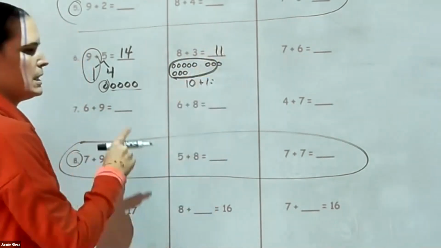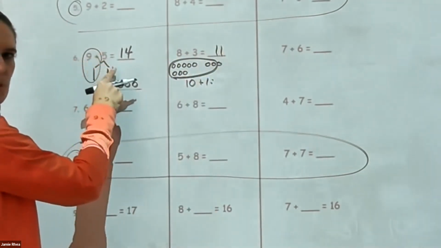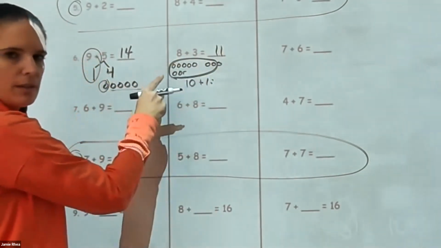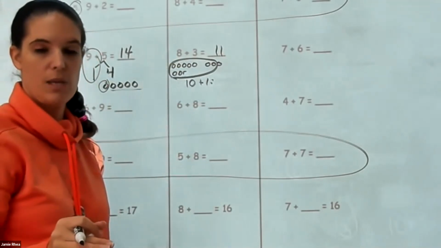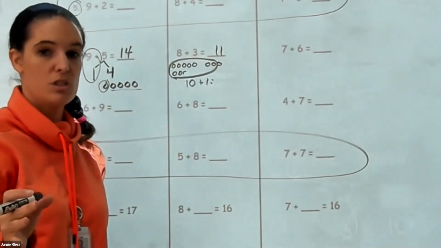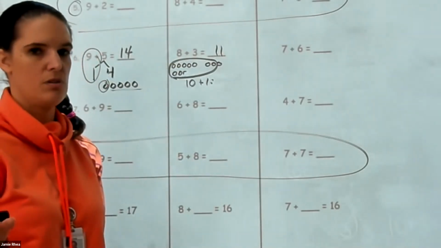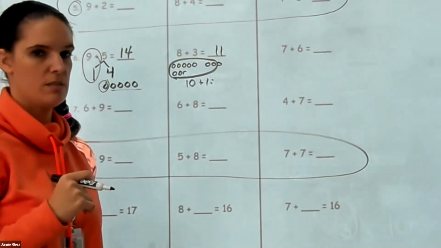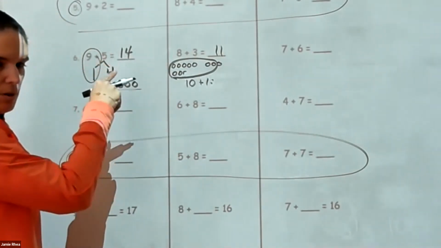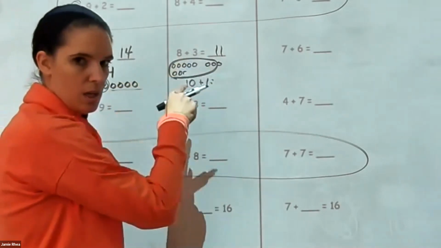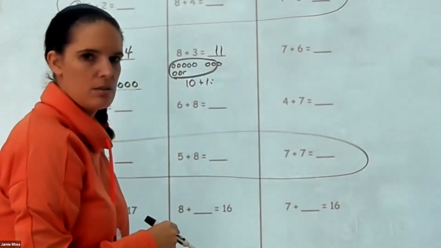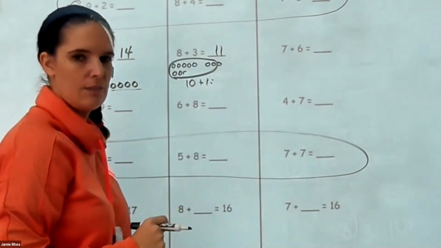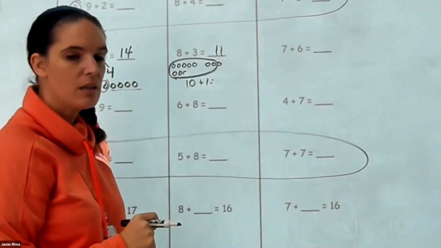11. You see how I did it 2 different ways? I broke it apart here, and then I drew it out here. Whichever way is easier for you guys, okay? If you want to just count on, whichever way is easier for you. But you've got 3 different ways to do it. You can break it apart with the number bond, you can draw it out, or you can count on. So let's look at 7 and 6.